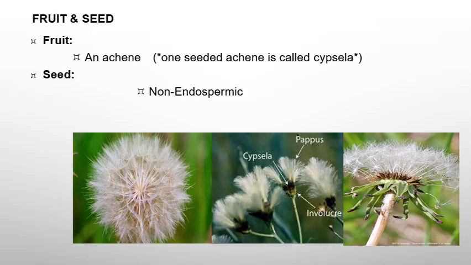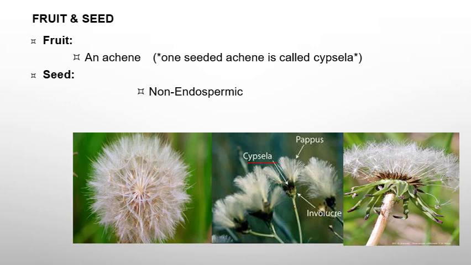So the fruit of the Asteraceae family is an achene. Basically, an achene is a fruit in which the pericarp is membranous or leathery and free from the seed coat or testa. Such a type of fruit is called an achene. And if the achene contains one seed, then it is called a cypsela. And the seed is non-endospermic. And here you observe these features. This is the cypsela.